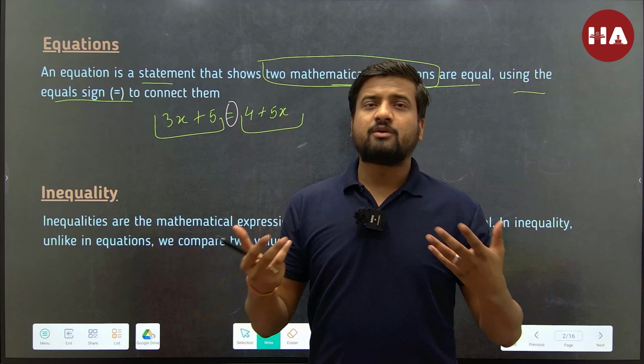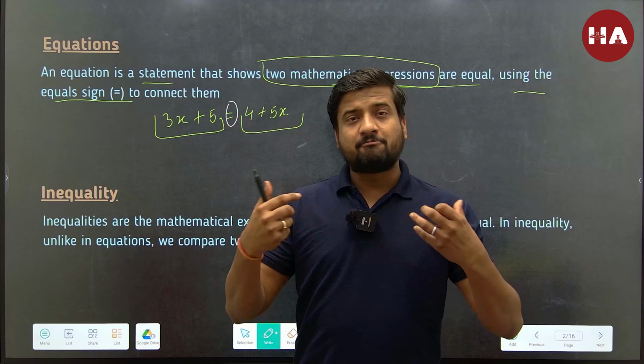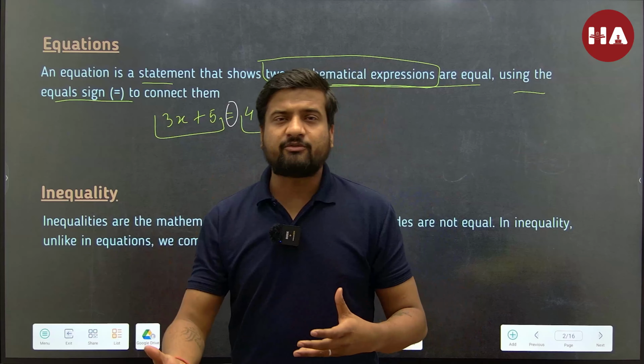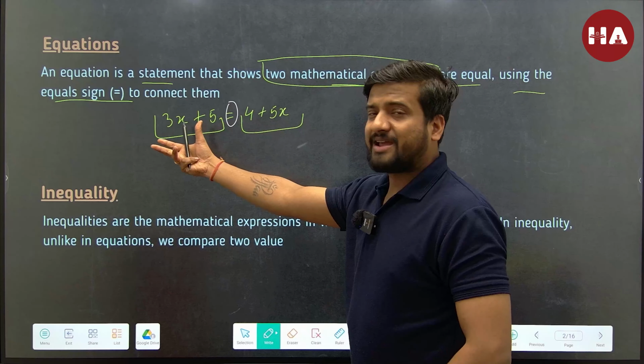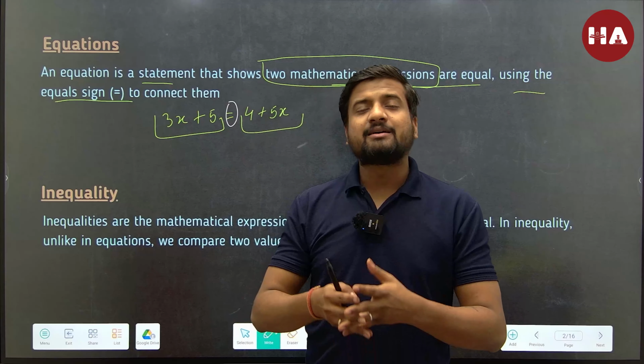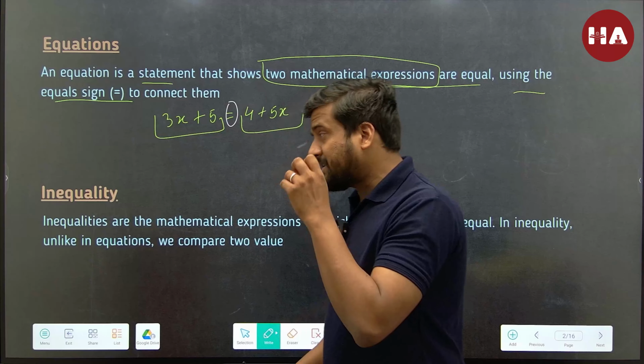Basically two expressions, both of them might contain variables, or might not contain variables. There might be an example where the left hand side contains a variable and the right hand side contains a constant. Still that will be called an equation. Alright, next, what is an inequality?